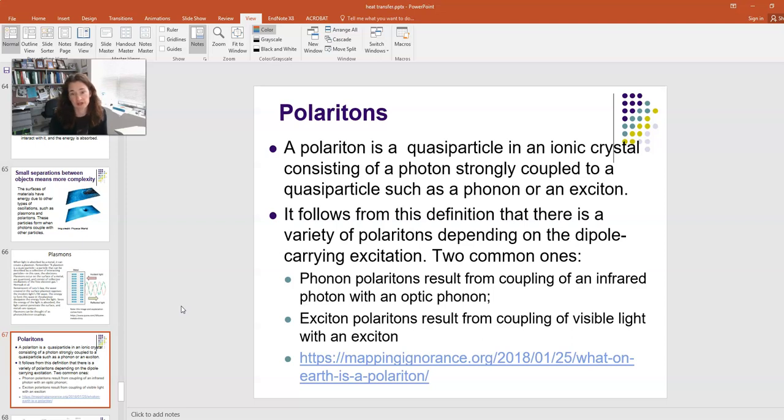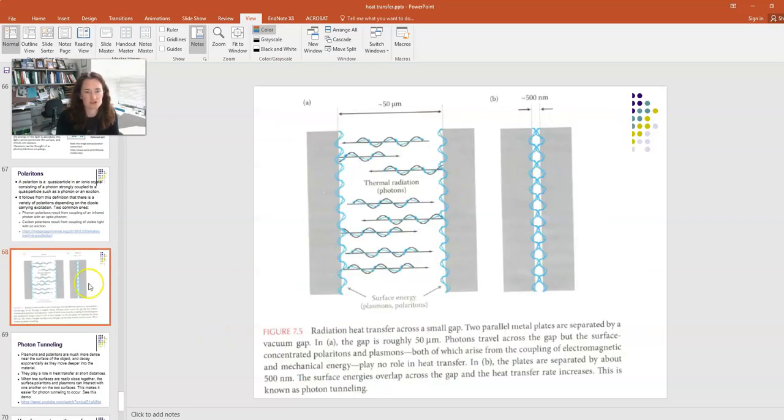There's phonon polaritons, and that results from the coupling of an infrared photon with an optic phonon. And there's exciton polaritons, and that results from the coupling of a visible light photon with an exciton. So these are some of the particles that are going on in the surface energies.